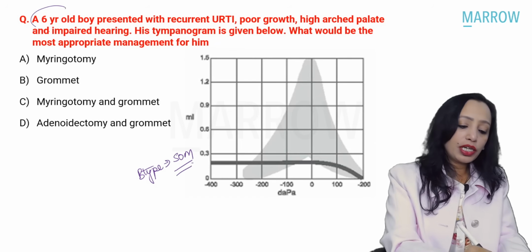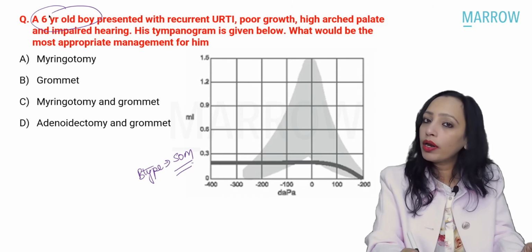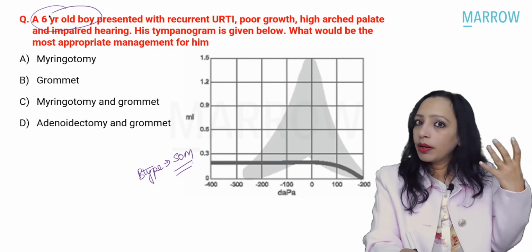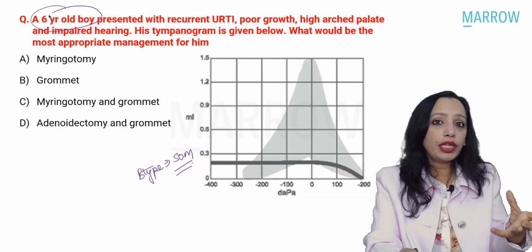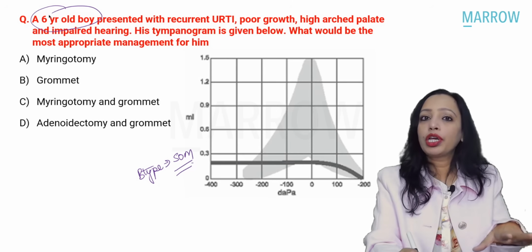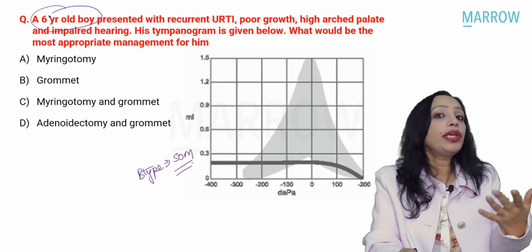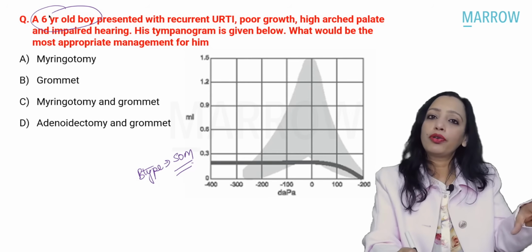Here it is a 6-year-old boy, and as I told you, this is a repeated question in INI-CET or in NEET. A child has been given with nasal obstruction or impaired breathing or decreased hearing or mouth breathing, all these, we have to think about adenoid hypertrophy. Or if only ear features are given, we have to think about otitis media in a patient of adenoid hypertrophy.